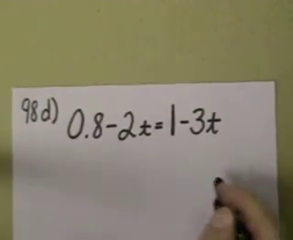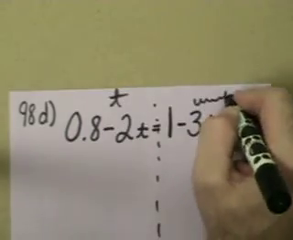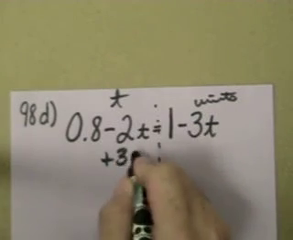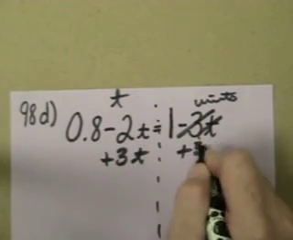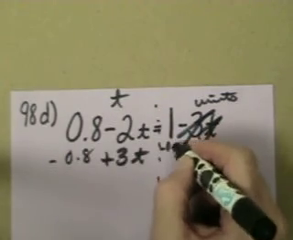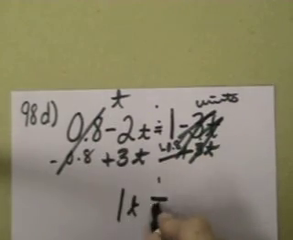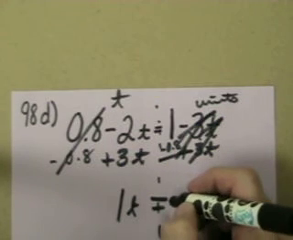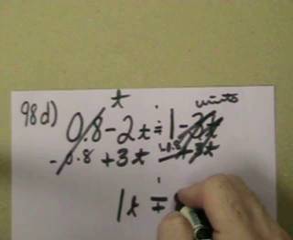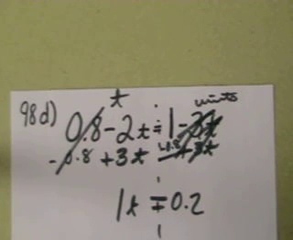Last one, I'm not going to have time to completely finish this, so I'm just going to do it really fast. I'm going to move my stuff across. So you can actually do this. T's over here, units here, plus 3t's because I move those over. Minus 0.8, minus 0.8. That gives me 1t equals 1 minus 0.8, which is 0.2. So I'm going to get t equal to 0.2. I could check them by plugging them back in, but that's all the time we have.